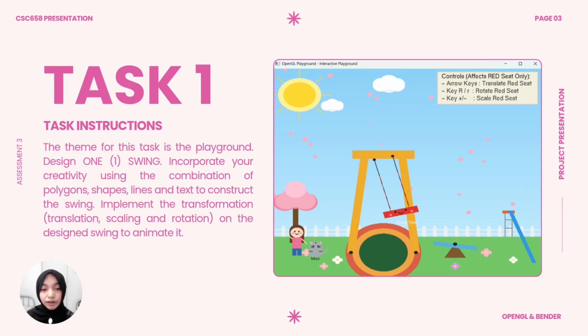As shown on the right, we created a colorful playground scene with a swing as the main object. The swing can move, rotate, and change its size using keyboard controls. Beside the swing, we also added decoration such as sun, clouds, flower, and cat to make the scene more attractive and realistic.